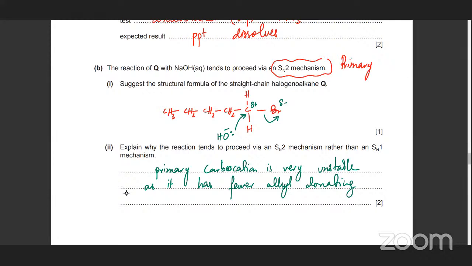Not alkyl donating, electron donating. I'm going to explain this just a second. So it has fewer electron donating alkyl chains, so it has greater charge density. So what all of this means is, why is the Br not leaving? I mean, that's the difference.